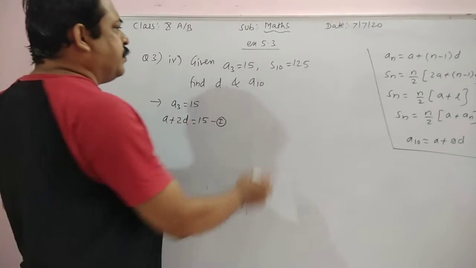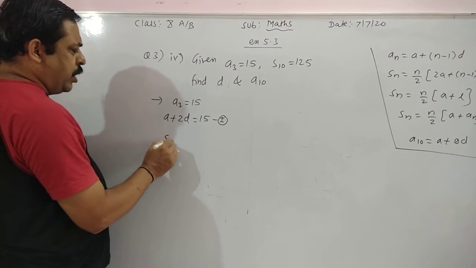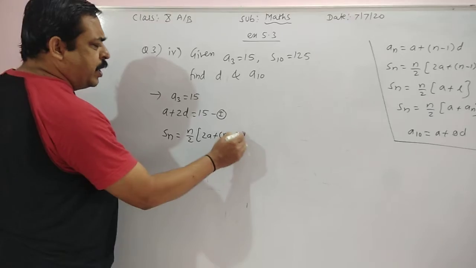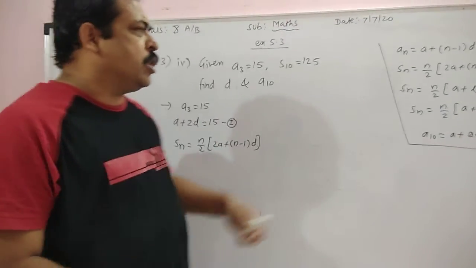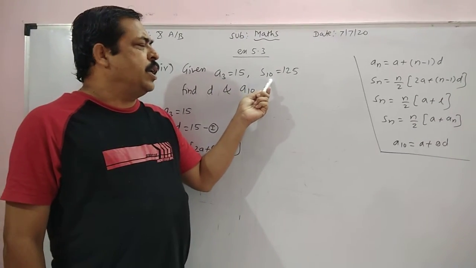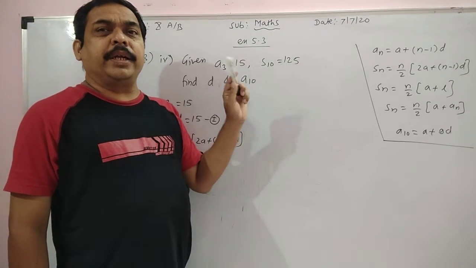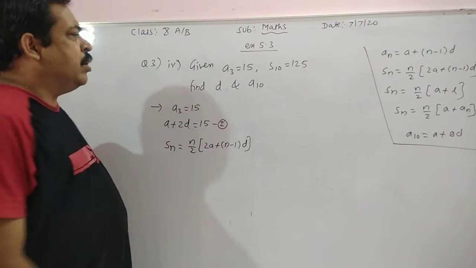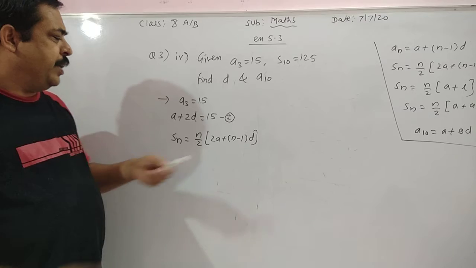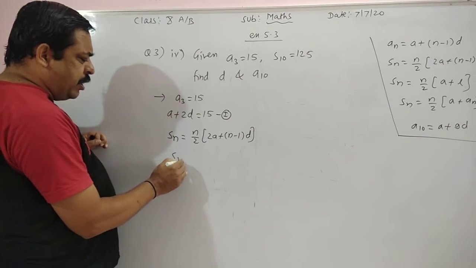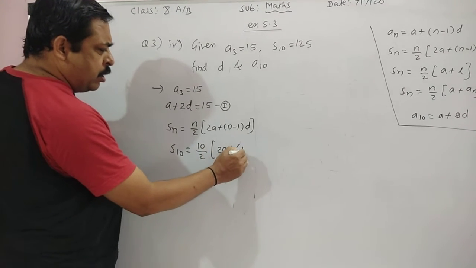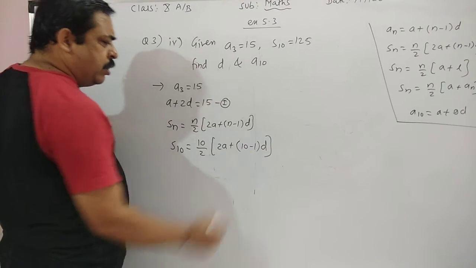Now we consider S10. Therefore Sn is equal to n by 2 into bracket 2a plus n minus 1 into d. Why we didn't use the formula which we used in the previous problem? Because while finding S10 we must know the first term a, and the A10th term of that AP is what we have to calculate. Therefore we use this formula, Sn in terms of a and d. S10, n is equal to 10, 10 upon 2, 2a plus 10 minus 1 into d.